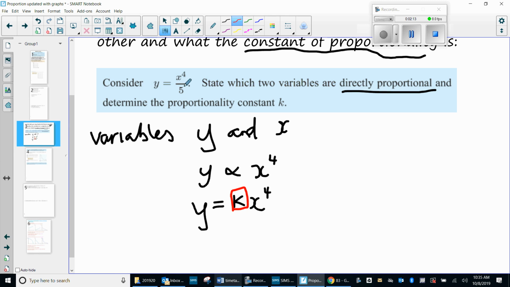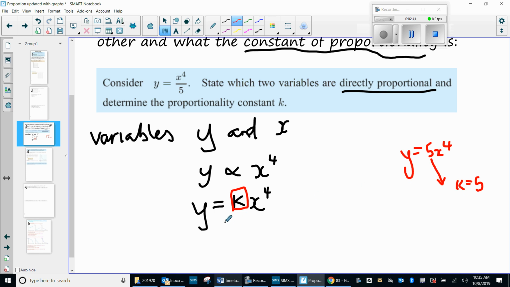Now, this is a sneaky one. If I had said it was y equals 5x to the power 4, that hopefully is quite easy. What's my constant of proportionality for this one? What number is instead of the k? 5. Yes, so for this particular example, k would be 5. Now, is anyone sitting there saying, what on earth is she on about?